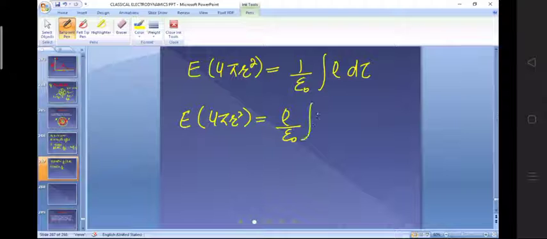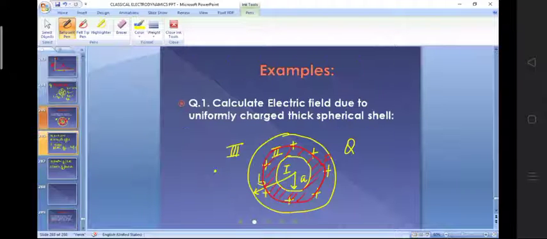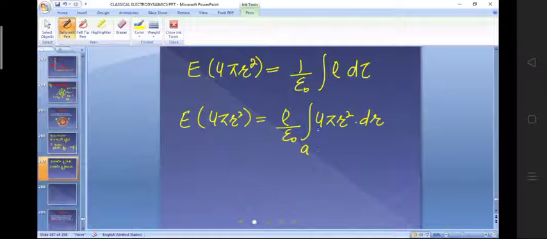Now this d tau is the spherical volume element, which is obviously equal to 4 pi r square dr. Now look at the limits of integration. The limits of integration will vary from a to r, isn't it? The reason is this: from a to r there is charge, and because of that charge there will be an electrostatic field at the point T.